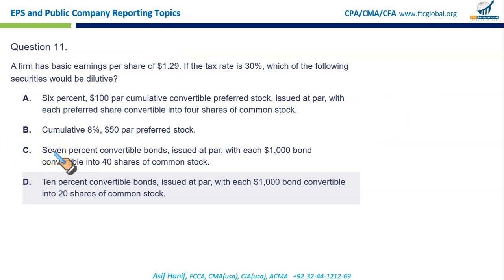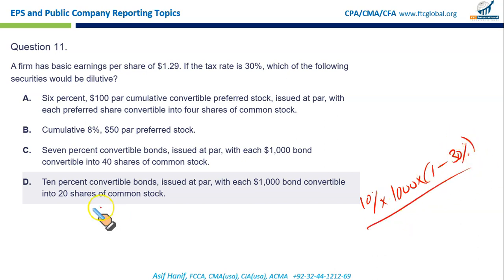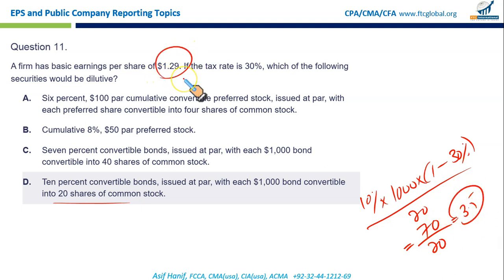What about D? Let's check D as well. 10% convertible bonds, 10% times 1000 times 1 minus tax rate, and these convertible bonds will convert to 20 new shares. So if you simplify this, what you get in the numerator is $70, and in the denominator you have got 20 shares. So if you simplify, 3.5, which is much higher than our basic earning per share.